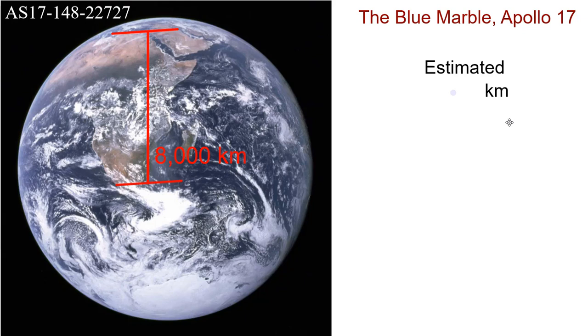Now, this is a famous photo. You can see the reference number here of a very famous photo. It's also called the Blue Marble. And if you look in it, you can clearly see all the way from Egypt to South Africa, right? And we know from Google Maps the distance between Egypt and South Africa, or basically the change in the vertical distance in Africa, is about 8,000 kilometers.